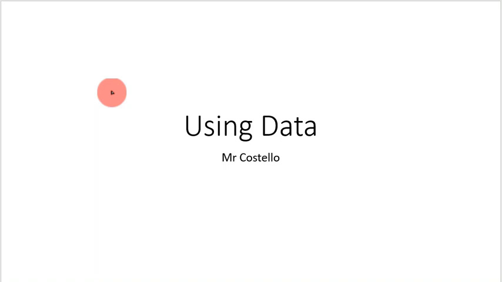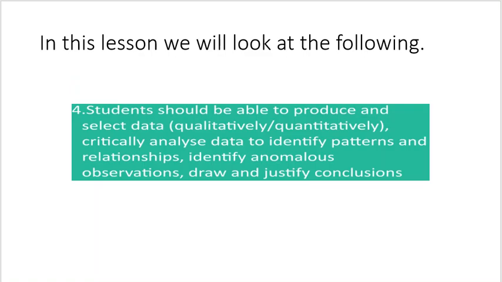Okay, so using data. In this lesson, we will look at the following. And by the end of it, students should be able to produce and select data. So we have the two types of data, qualitative data and quantitative data. Critically analyze data to identify patterns and relationships, identify anomalous observations, and draw and justify conclusions.